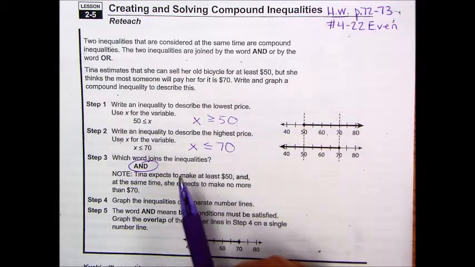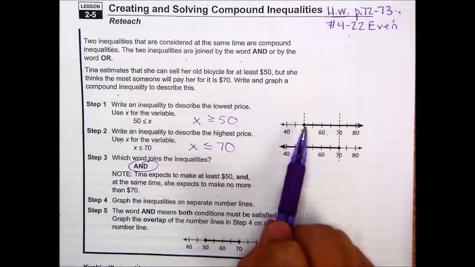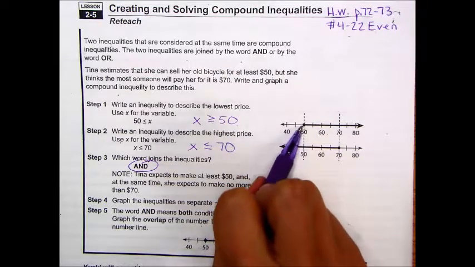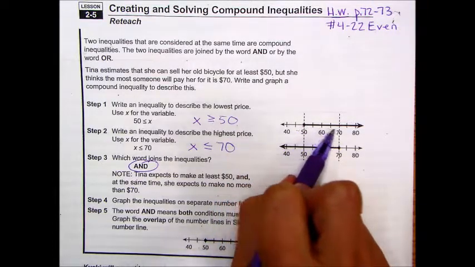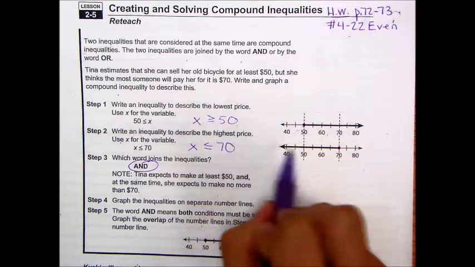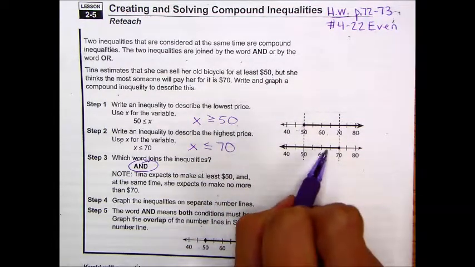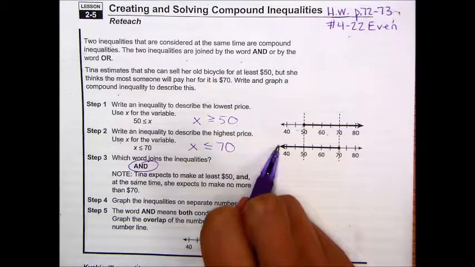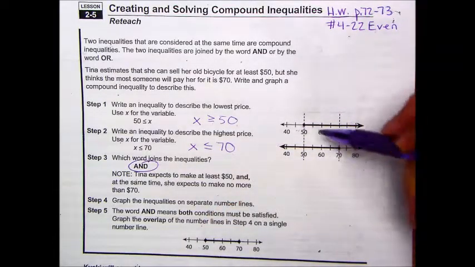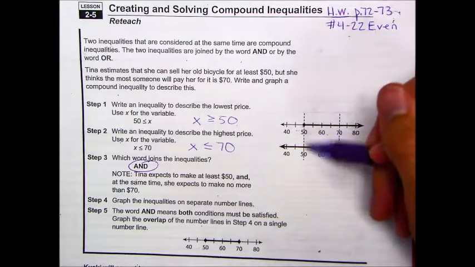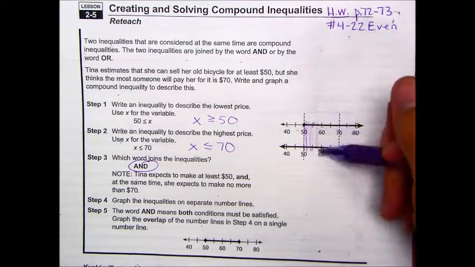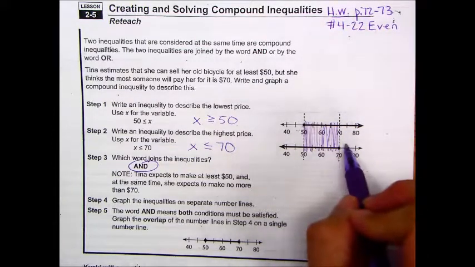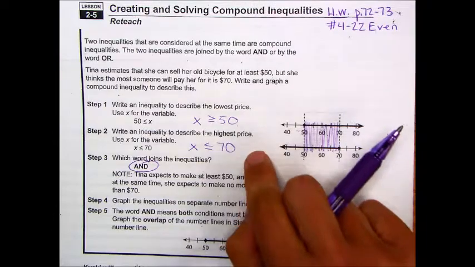So if you look at what that would look like on a graph, if we graphed the inequality x is greater than or equal to 50, then we would start with 50 and say that that was everything to the right of 50. If we graphed x is less than or equal to 70, we would start at 70, and everything to the left of 70 would be less than or equal to 70. Well, if we want to meet both requirements, greater than 50 and less than 70, then this area in the middle where the two graphs would overlap would be our compound inequality that satisfies both conditions.